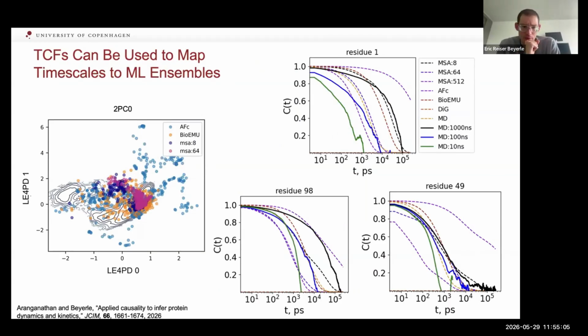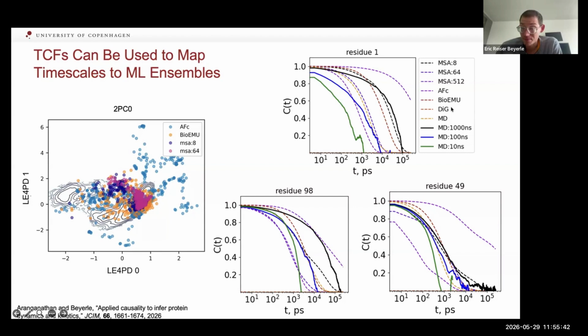So what we wanted to do was quantify this by looking at the time correlation functions predicted from the theory, which is the dashed lines. So the dashed lines are the time correlation functions predicted from this Langevin equation using the potential of mean force that's parameterized by the ensembles output from each method. So MSA of a certain depth is AlphaFold 2 with that MSA depth. AFC is AlphaFold cluster. BioEmu is BioEmu.